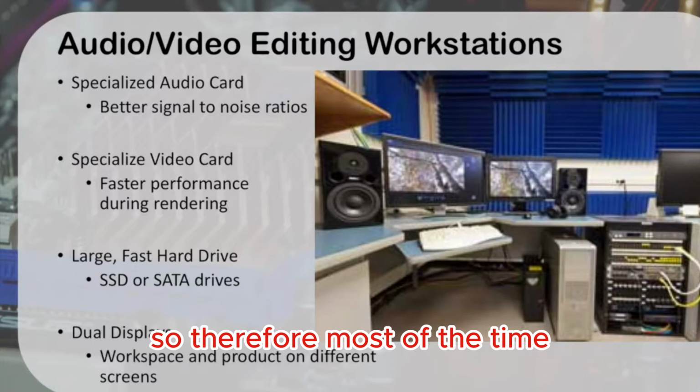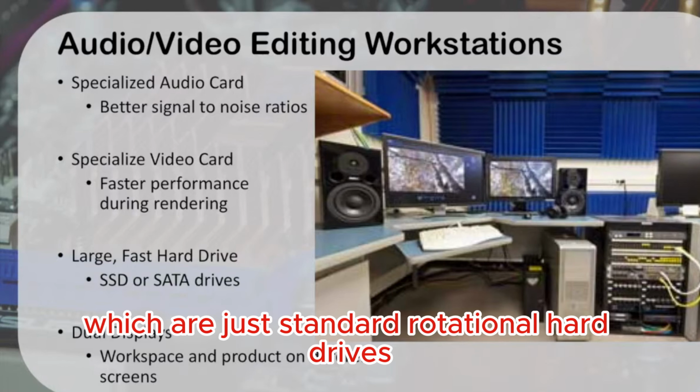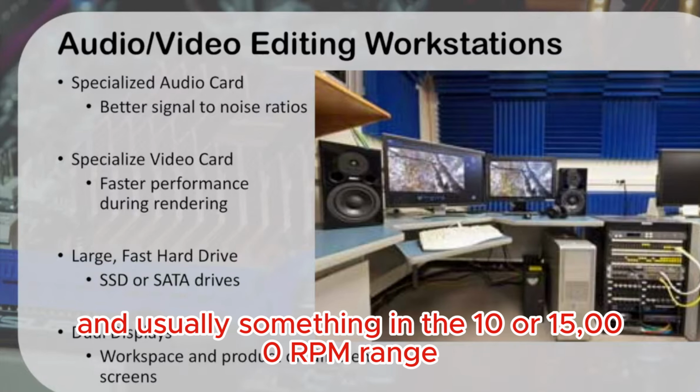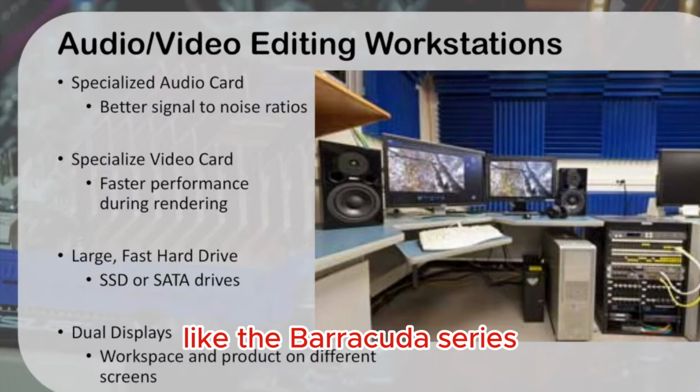So therefore, most of the time, you're going to see people use SATA drives, which are just standard rotational hard drives, and usually something in the 10 or 15,000 RPM range. So those really fast hard drives are talked about, like the Barracuda series.